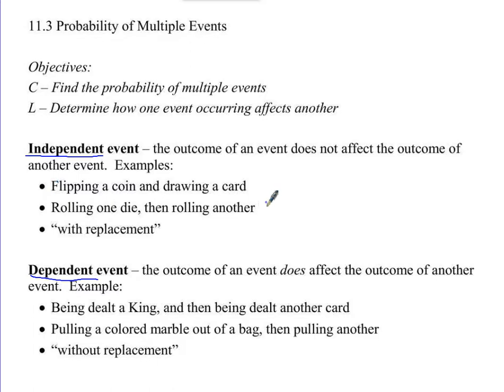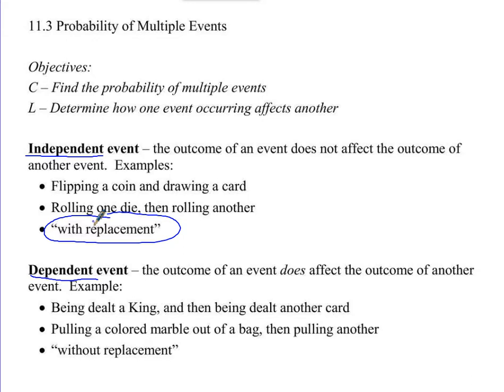Rolling one die, then rolling another. This is the most independent event we've dealt with so far. The first die rolled does not affect the outcome of the second die rolled. There's this phrase right here called with replacement. With replacement causes an event or a couple of events to be independent.